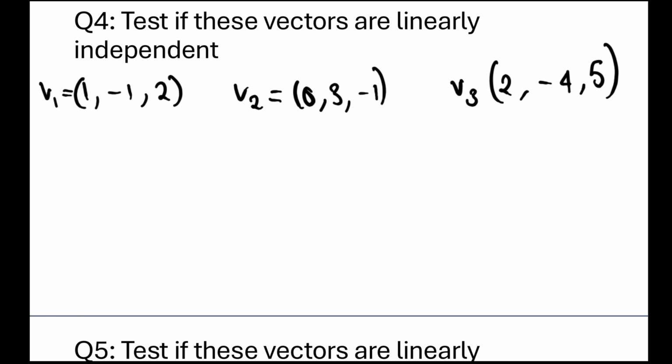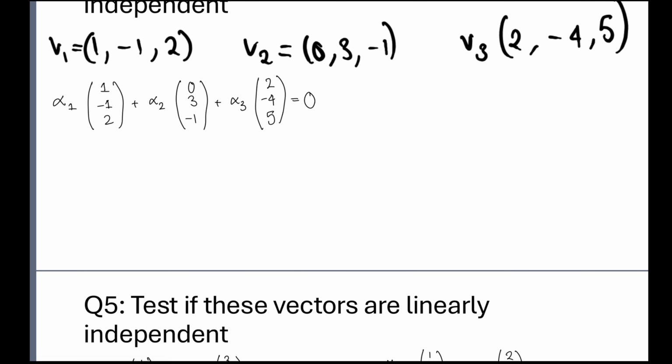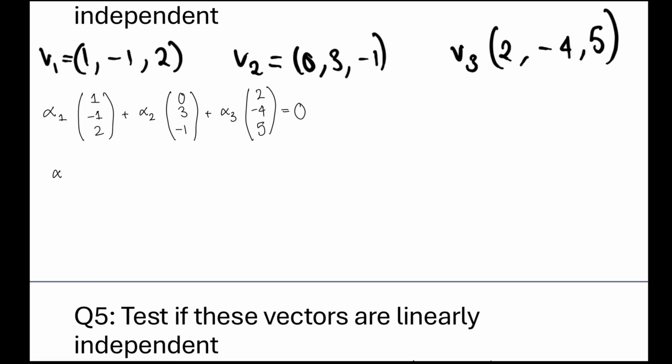If we do the same thing with this question, so alpha 1 (1, -1, 2) plus alpha 2 (0, 3, -1) plus alpha 3 (2, -4, 5) is equal to 0. If we now do this just the same way that we did when we had vectors of 2 dimensions, we have alpha 1 plus 2 alpha 3 is equal to 0, minus alpha 1 plus 3 alpha 2 minus 4 alpha 3, and then 2 alpha 1 minus alpha 2 plus 5 alpha 3 is equal to 0.